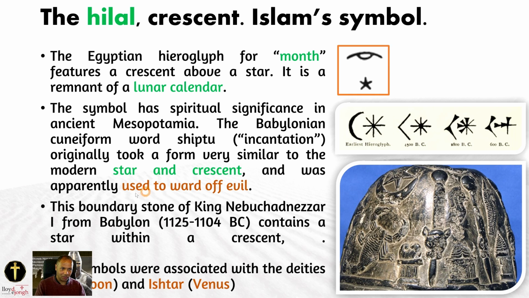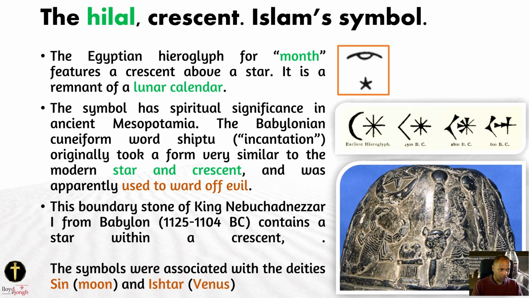Now this boundary stone on the right here, this is the stone of King Nebuchadnezzar I from Babylon, who reigned 1125 to 1104 BC, and it contains, as you can see here, a star within a crescent. Very, very familiar. Nebuchadnezzar, star and crescent. Islam borrows the star and the crescent. The symbols were associated with the deities Sin, or Shin, the moon.